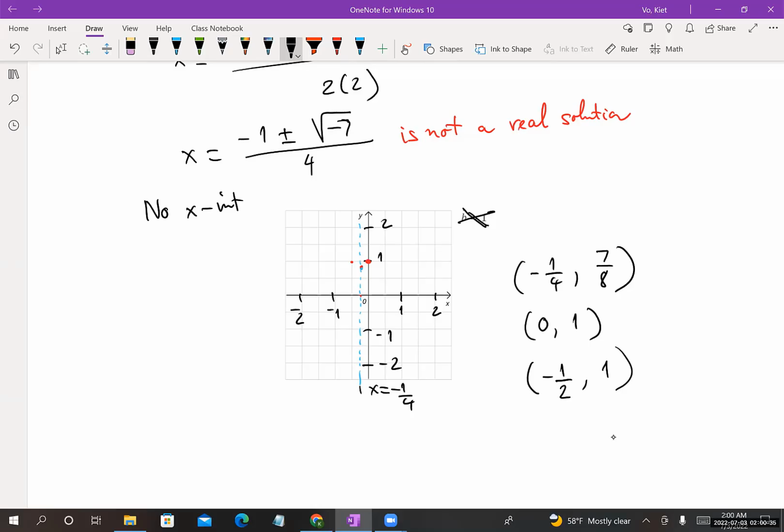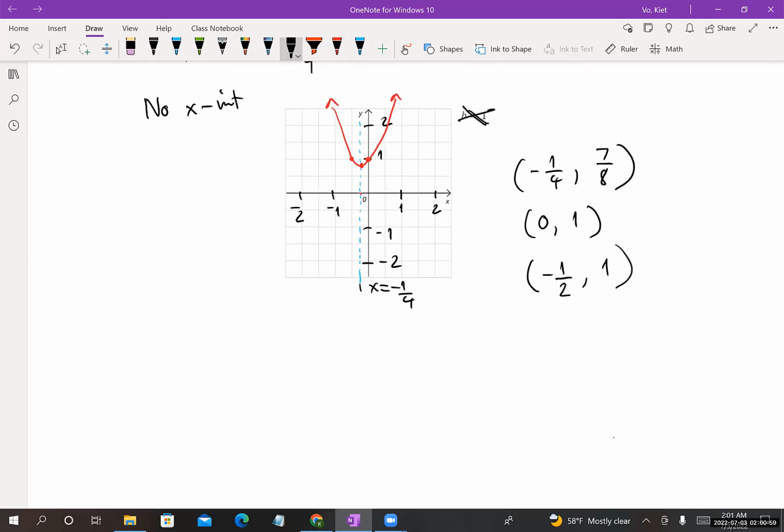Because the vertex would be the point in the middle. Okay. So then I can sketch this parabola passing through these 3 points. Now, certainly you don't have to do it the way that I just showed you, because what you can do is just make a table with x and f of x, because we only have 2 points already. You have 0, 1, and you have negative 1 over 4, 7 over 8.